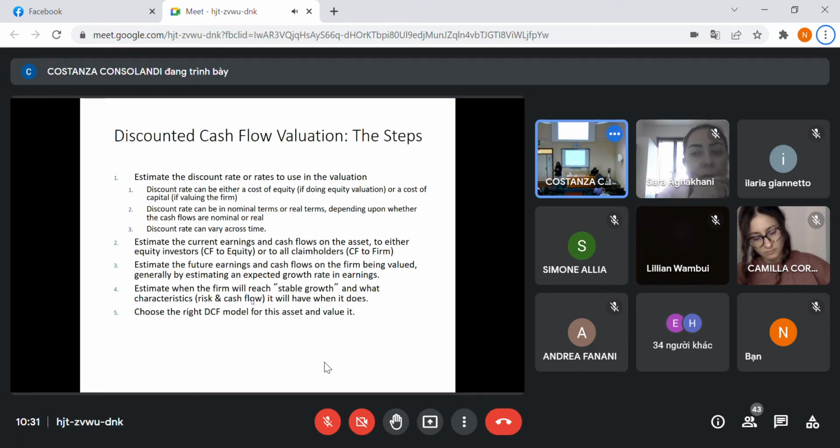So 3 points. First step is estimating the discount rate. Second, the discount rate can be in real terms or nominal terms. Third, discount rates can change over time or not.